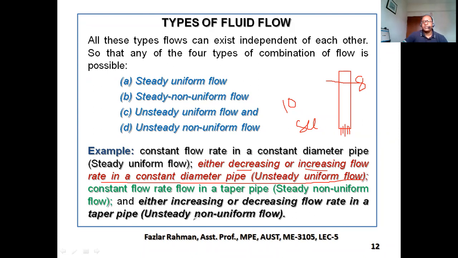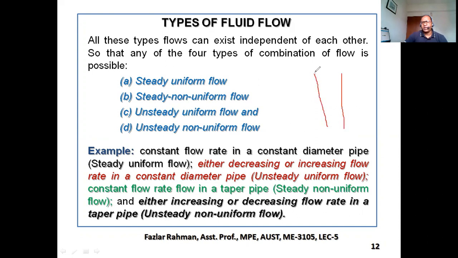Now, instead of a constant diameter pipe, if you have a taper pipe, for example, right over here a little bit wider cross section, but right over here the cross section is narrow. Then what will happen? Your fluid particle at the middle will travel faster, but at the sidewall will travel with less velocity. That means velocity is not the same due to the change in diameter of the pipe.